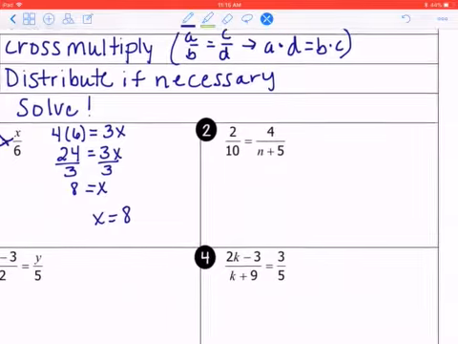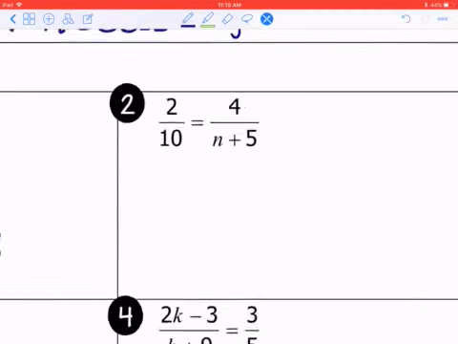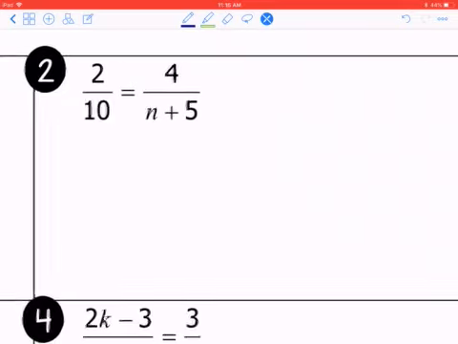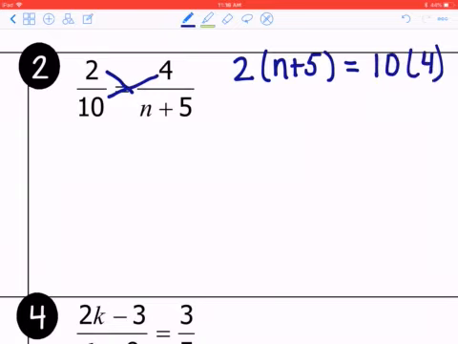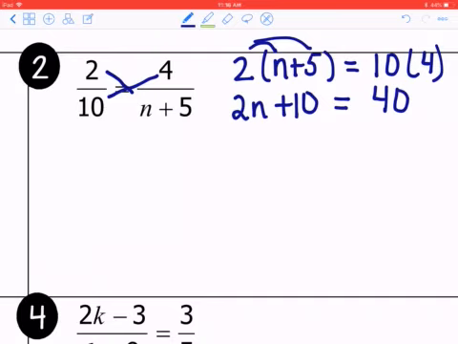Second one, we're going to cross multiply, but now we have 2 terms on one side of the denominator, so we're going to use the distributive property. So we're going to cross multiply and take 2 times the quantity, so that's going to go in parentheses, n plus 5. It equals the other cross of 10 times 4. Okay, we have the distributive property, so we're going to multiply to have 2n plus 10. And then we know 10 times 4 is 40.